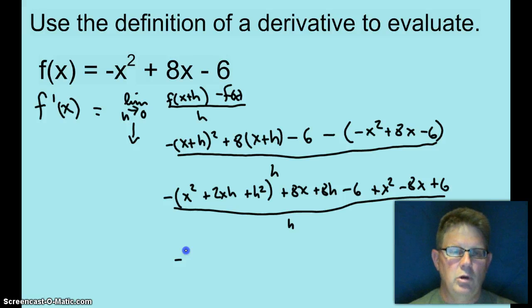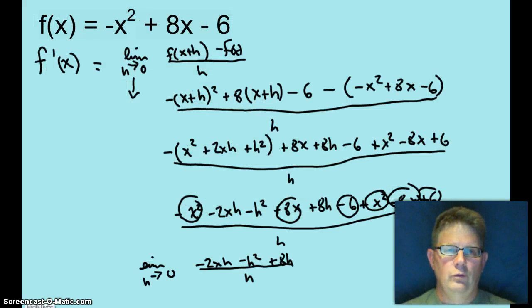You know what? We're going to pause here, and I want you to simplify as much as you can down to a numerator over h. So go ahead and pause. Alright, so we have the limit as h approaches 0 of negative 2xh minus h squared plus 8h all over h. Notice that all those terms canceled out when we combine like terms.